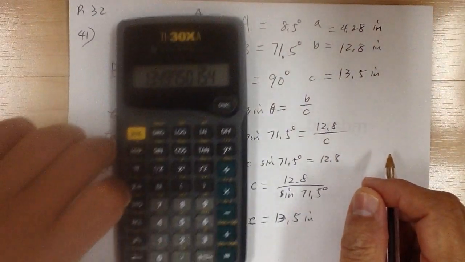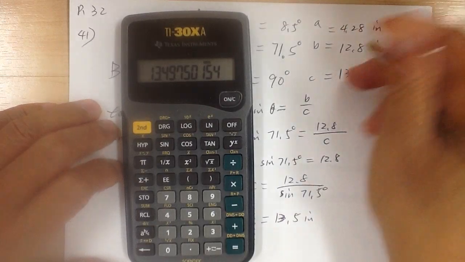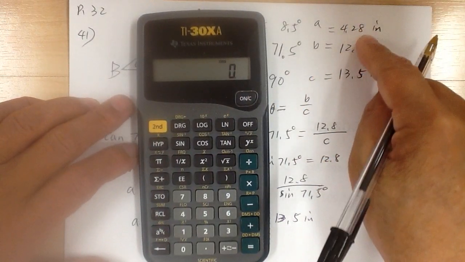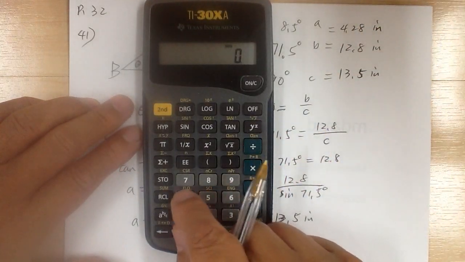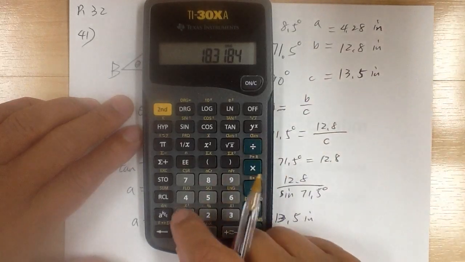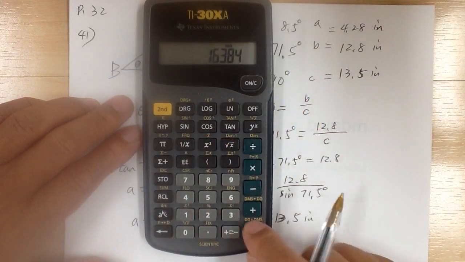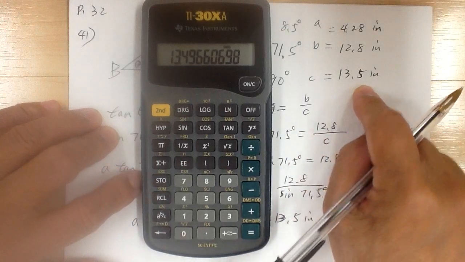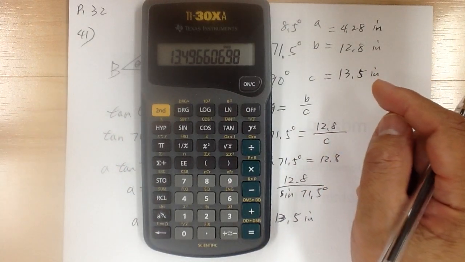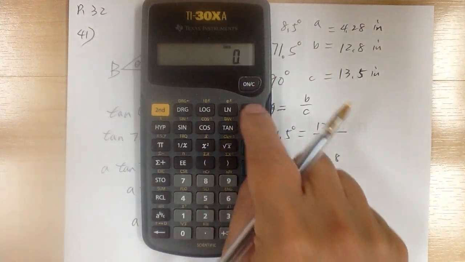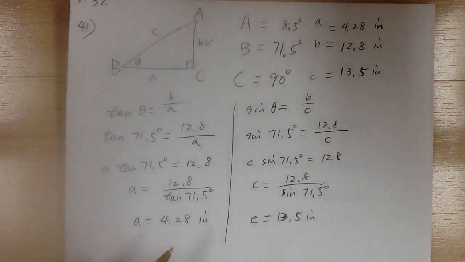I'm going to do a quick check to see how close we are, using the Pythagorean theorem. 4.28 squared plus 12.8 squared, equal, take the square root. In this case, it still comes out exactly. So that's good. Okay, let's go to the next one.